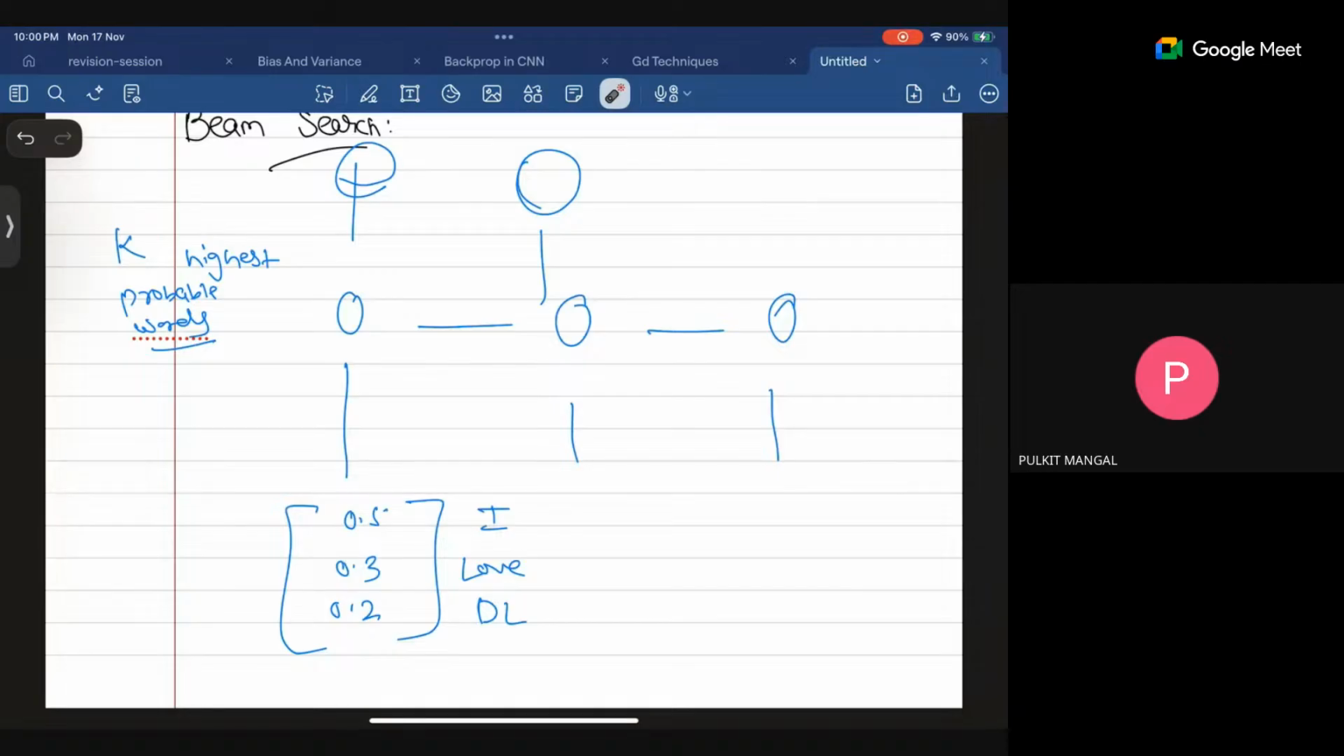Does anyone have any doubt in the discussion for week 8, whatever we discussed? Any more doubts regarding beam search, BLEU score, encoder decoder architecture, bidirectional RNN, LSTM, GRU? Okay, good. Yes, now you can ask.